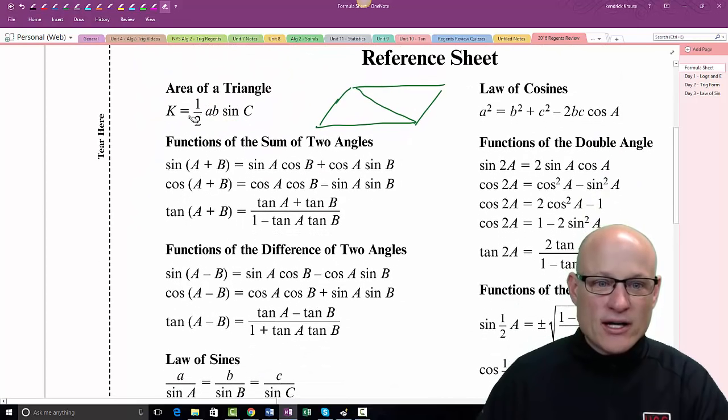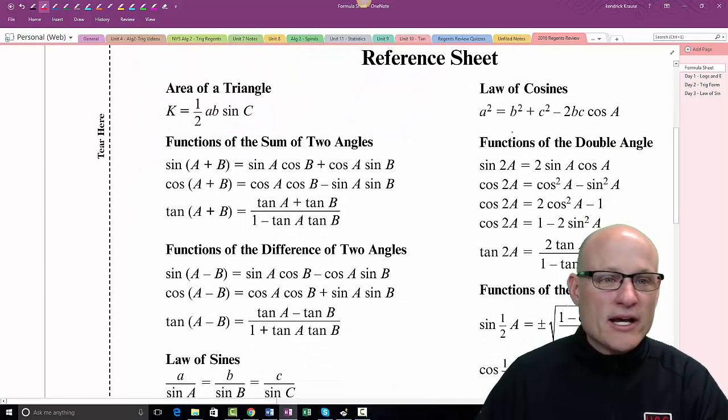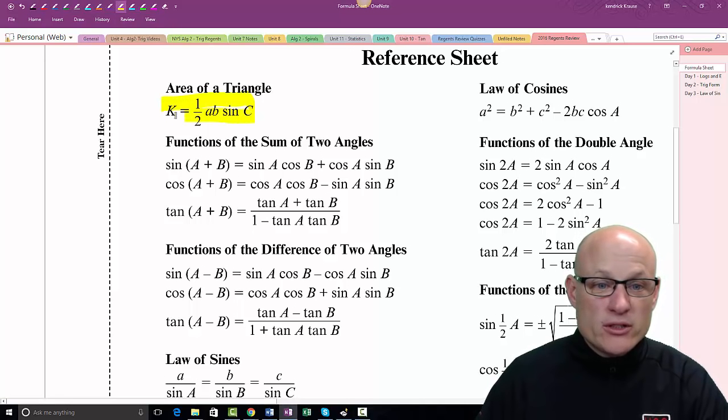I come right here and I say, oh, area in trig. There's a really good chance you're going to be using this formula.